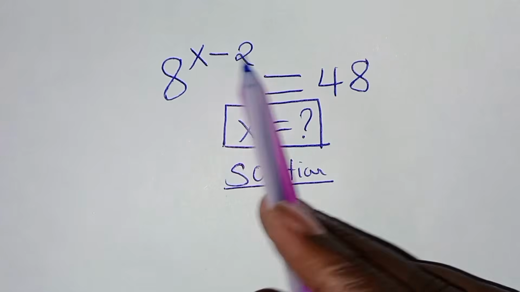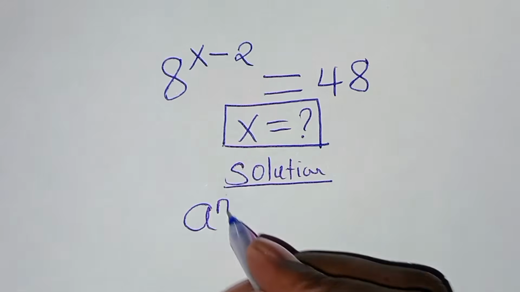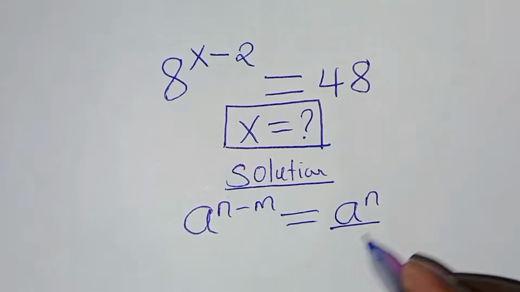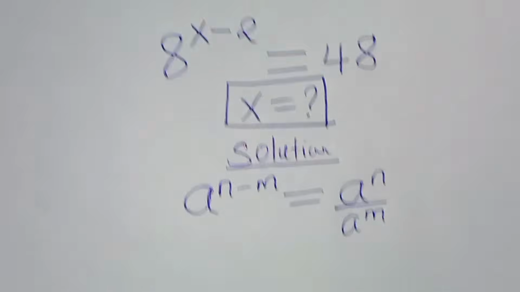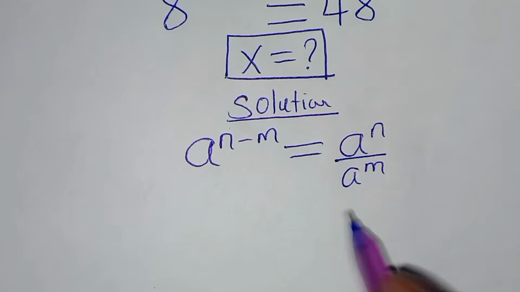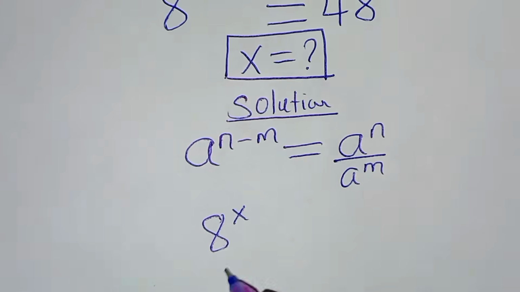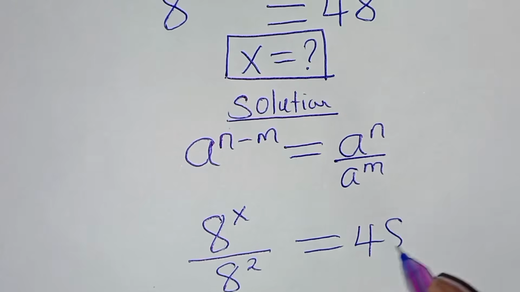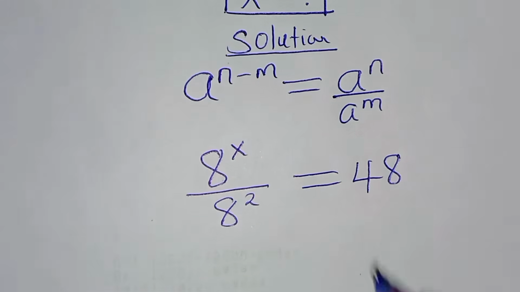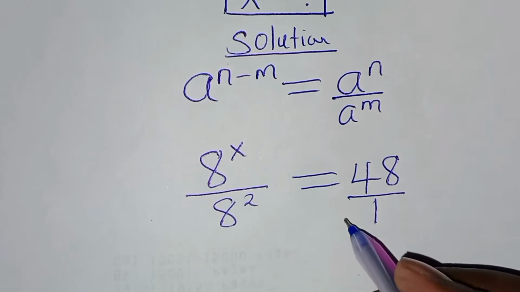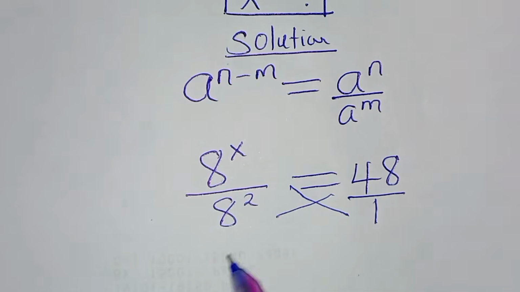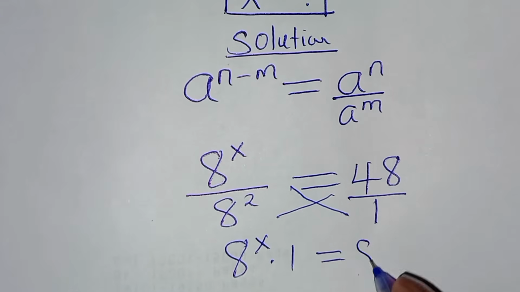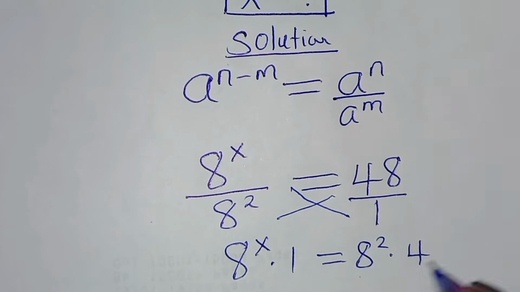Now, 8 to the power x minus 2 is in the form of a to the power n minus m, which we can express as a to the power n divided by a to the power m. Applying this exponent property, here we'll have 8 to the power x divided by 8 to the power 2, equal to 48. So 48 is our whole number, so it's over 1. Now from here, let's cross multiply. We'll have 8 to the power x times 1 equal to 8 to the power 2 times 48.